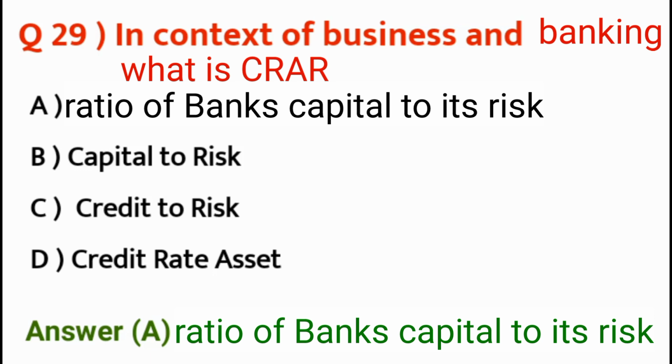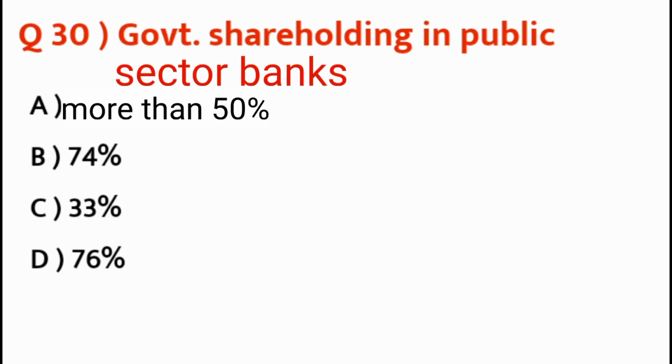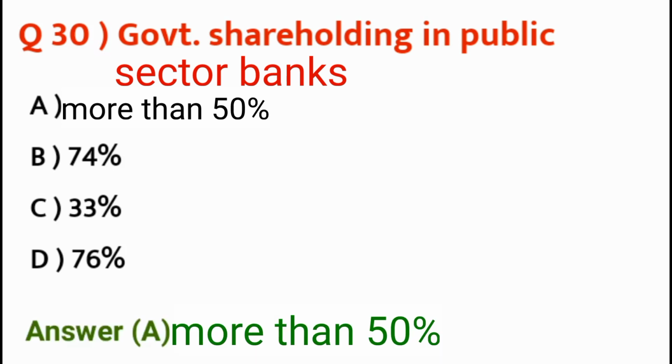So last question, number 30, is government shareholding in public sector banks. Option A, more than 50%, option B 74%, option C 33%, option D 76%, and the correct option is option A, more than 50%. So government shareholding in public sector banks is more than 50%. So this is the correct option.